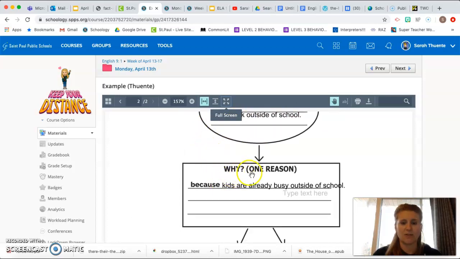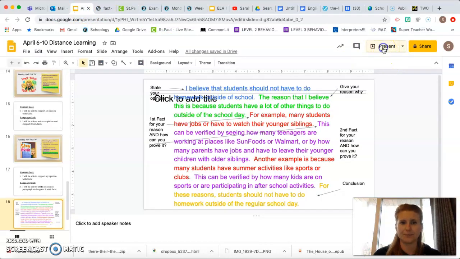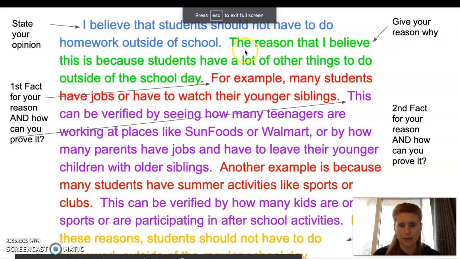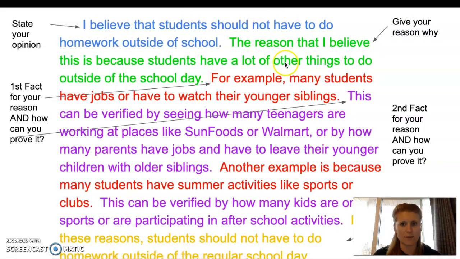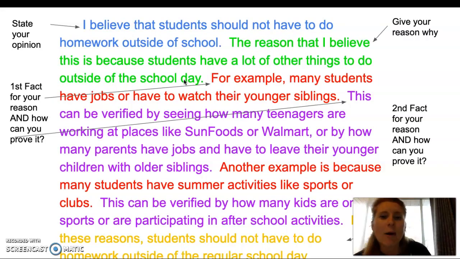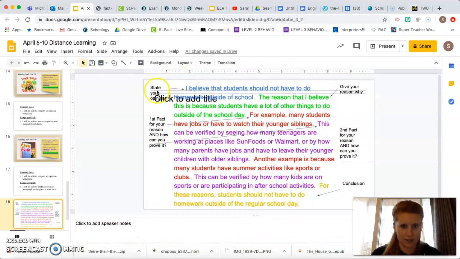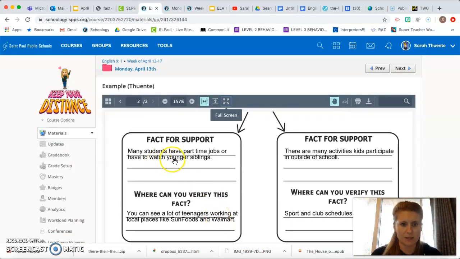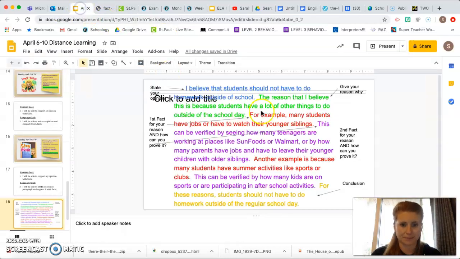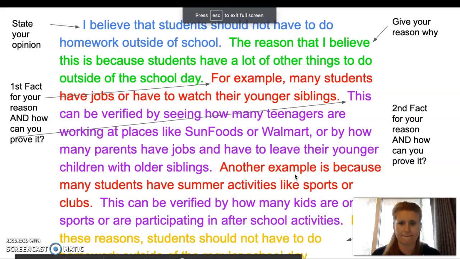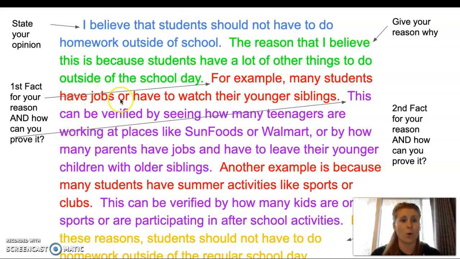The next thing I'm going to do is I'm going to give my reason why. So let's go back. Give your reason why. I said the reason that I believe this is because students have a lot of other things to do outside of the school day. Okay, so I've got my opinion and my reason. Now I have to do my first and my second fact. So let's go back. Let's look at what my first fact was. I said, first fact, many students have part-time jobs or have to watch younger siblings. So let's see what I did here. I said, for example. So I started with for example, transition word. Many students have jobs or have to watch their younger siblings. So that's my first fact.